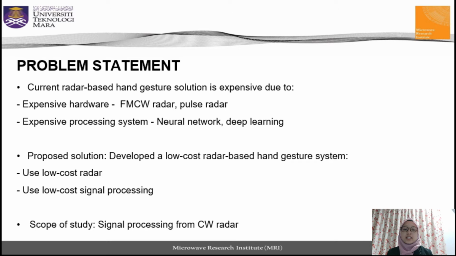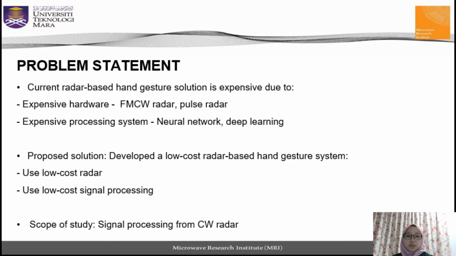As stated before, radar has been chosen as the method to detect the hand gesture. However, there are many types of radar used, and the problem found is that the current radar-based hand gesture solution is expensive due to, first, the expensive hardware such as FMCW radar and pulse radar. Second, the expensive processing system such as neural network and deep learning. A lot of hand gesture recognition systems found use both of these expensive solutions. So, we propose a solution. That is to develop a low-cost radar-based hand gesture system.